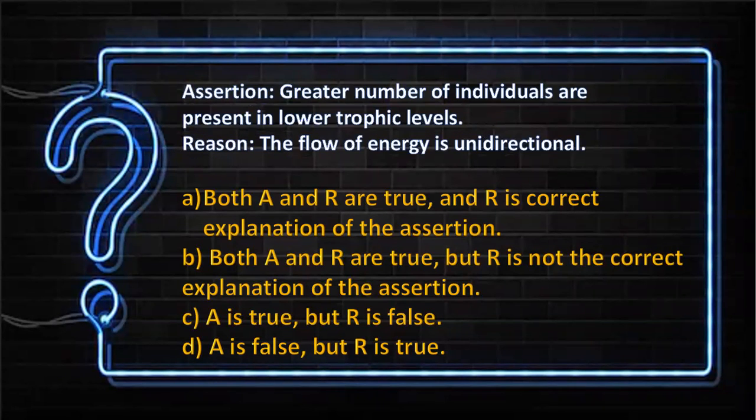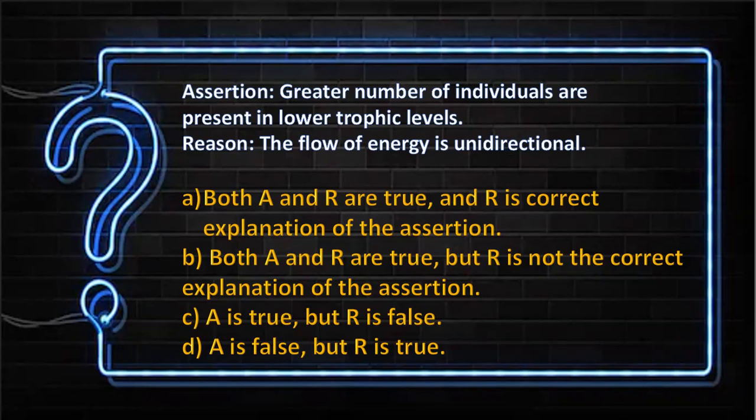Next question. Assertion: greater number of individuals are present in lower trophic levels. Reason: the flow of energy is unidirectional. All of you know, as we read the statement for the first time itself, greater number of individuals are present in lower trophic levels, right? So it is a correct statement. And the reason, the flow of energy is unidirectional, that too is a correct statement.